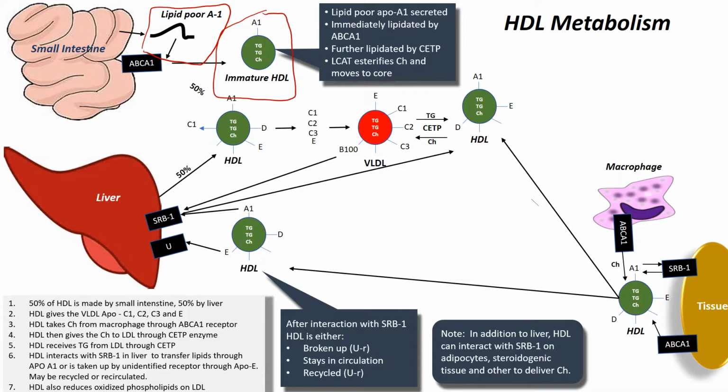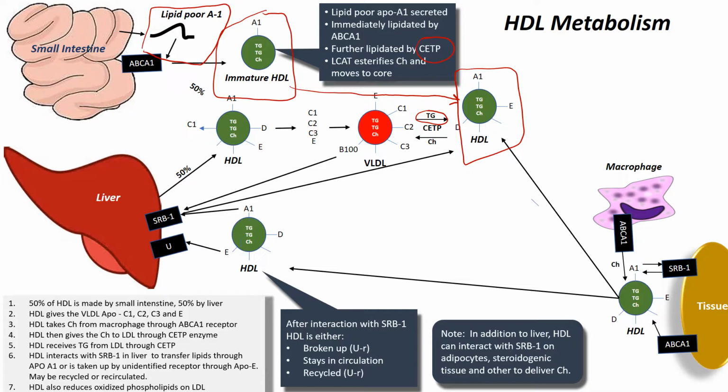Now, that immature HDL can be further lipidated. It can pick up some more lipids through something we talked about just a minute ago, CETP. Right? And we showed HDL interacting with LDL through CETP. It can also interact with VLDL and other particles, but what would happen is that immature HDL through CETP would pick up some more triglycerides. It'd become more lipidated, and then now, we have a fully functional HDL. It's got some cholesterol and some triglycerides in it.